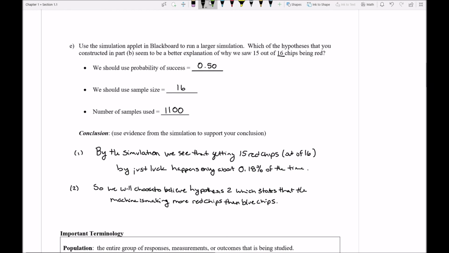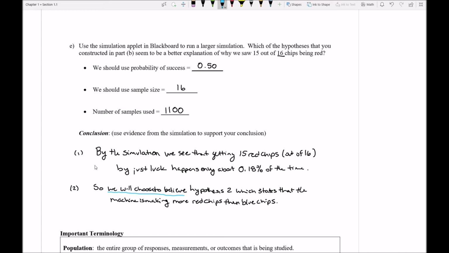Now notice that there's some very important key wording here in that I state we will choose to believe. Notice I didn't say hypothesis 2 is correct, because I don't know that. But what I do know is that it seems very unlikely that hypothesis 1 is correct. Hypothesis 1 doesn't seem like a good fit. And so I choose to go with hypothesis number 2. This is the basic way that we would always write conclusions when doing one of these simulation questions.